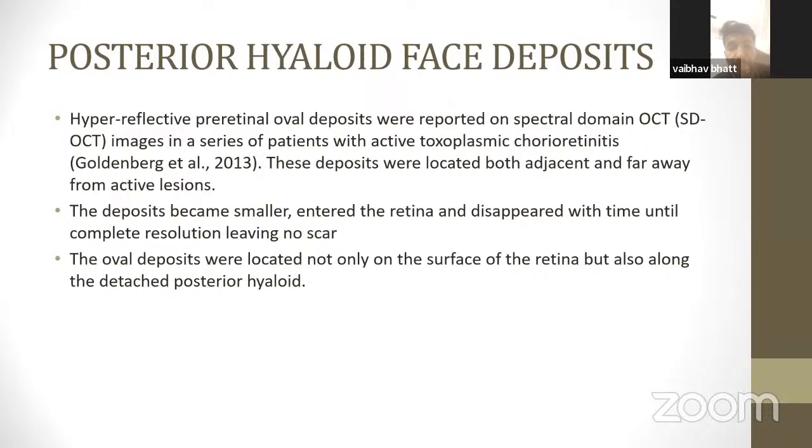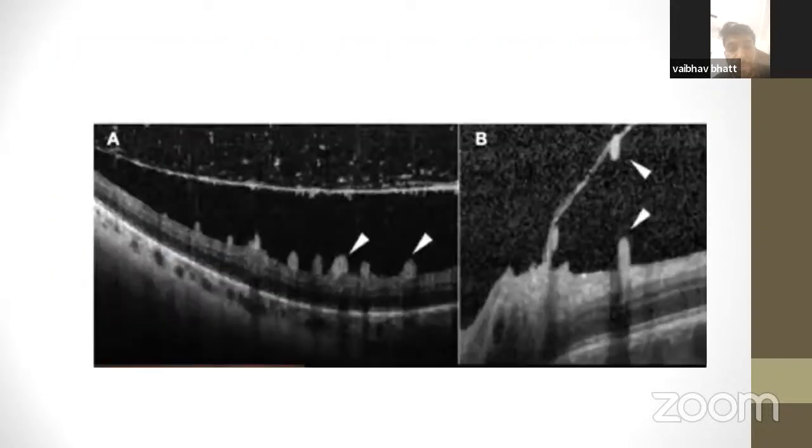The oval deposits were located not only on the surface of the retina, but also along the detached posterior hyaloid. As you can see in this image, these are the oval deposits at the surface of the retina and also at the detached surface of the hyaloid, which with resolution, go into the retina.